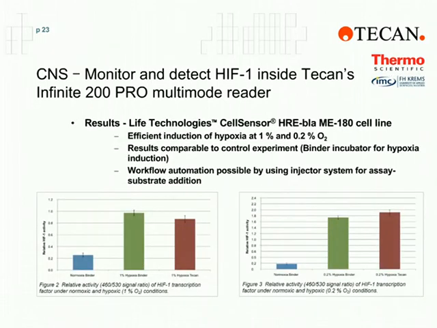If we then look at the results with the LifeTech CellSensor cell line, we also did an experiment compared to a standard Binder incubator to see if the GCM of the Infinite 200 PRO reader basically yields the same result, and we can nicely show that. If you look at the results, basically between 1% and 0.2%, we can clearly see that a very low oxygen concentration of 0.2% results in a higher expression of the HIF factor. This is depicted by an increase in the relative activity of the 465/30 signal ratio.